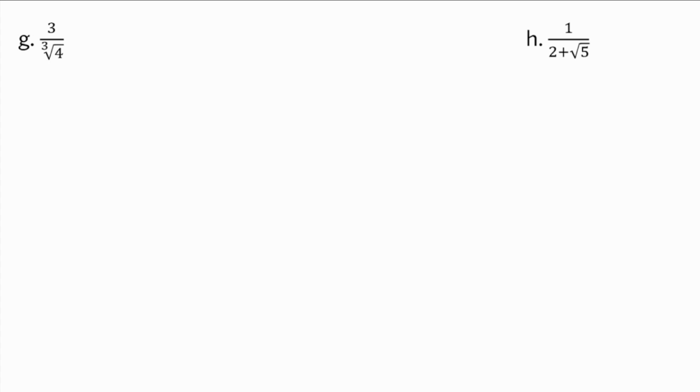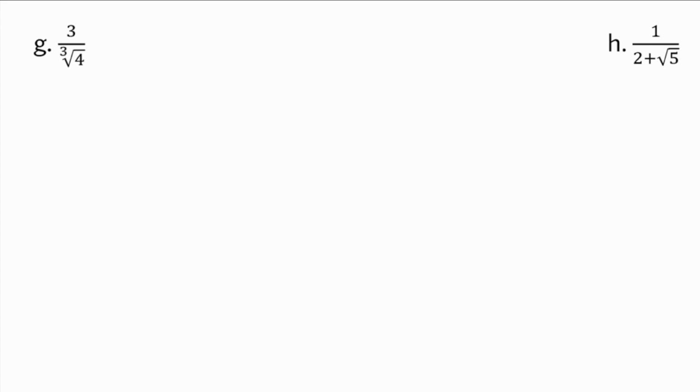Here's a couple that are a little trickier. G has got a cube root in it, and H has got an irrational number that's not just a square root of a number that's not a perfect square. So with G, I'm going to go over here. I'm going to say, all right, what I need to do is multiply by a clever form of 1.